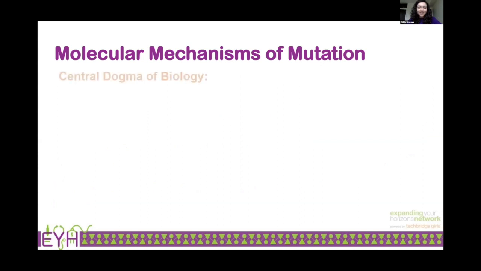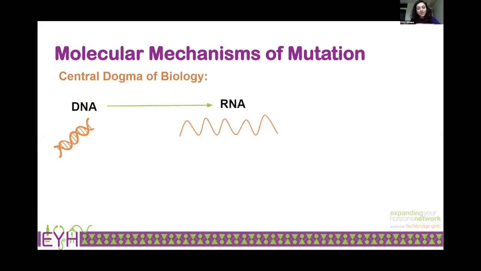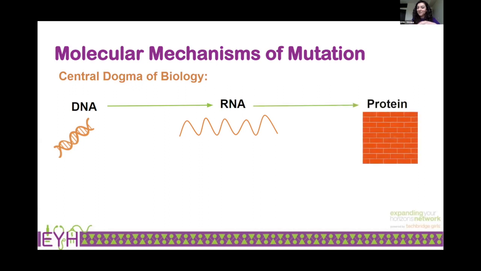So we're first going to touch on the central dogma of biology, which is the fact that DNA in our cell nuclei gets converted to an RNA template that serves as a type of message and provides a template to build proteins, which are the building blocks of our cells and tissues and organs.